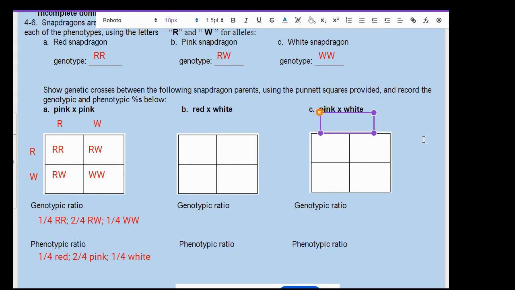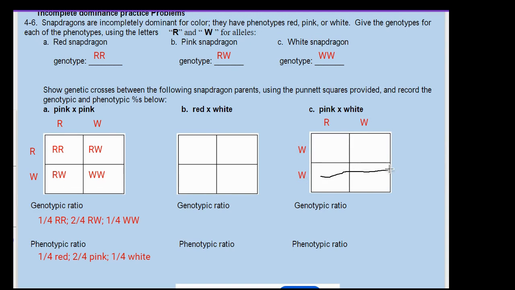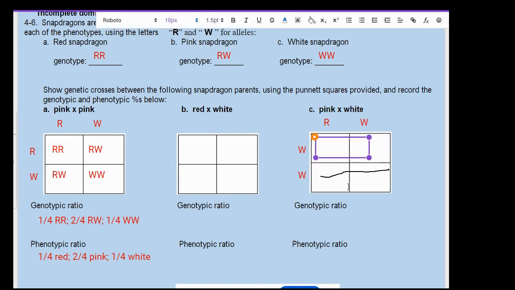All right, pink. Once again, it'll have a red allele and a white allele. That makes it pink. And a white flower is going to have a white allele and another white allele. Since these are both white alleles, I'm going to go ahead and cross this one off. We don't have to do it twice. Didn't really save time, but I like to see that you can do that. All right, this is going to be R from the top, W from the left side, W from the top, W from the left.